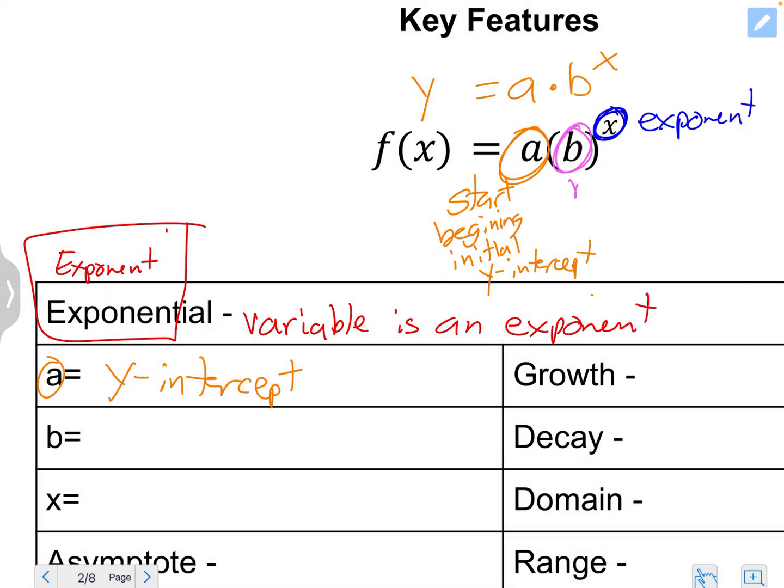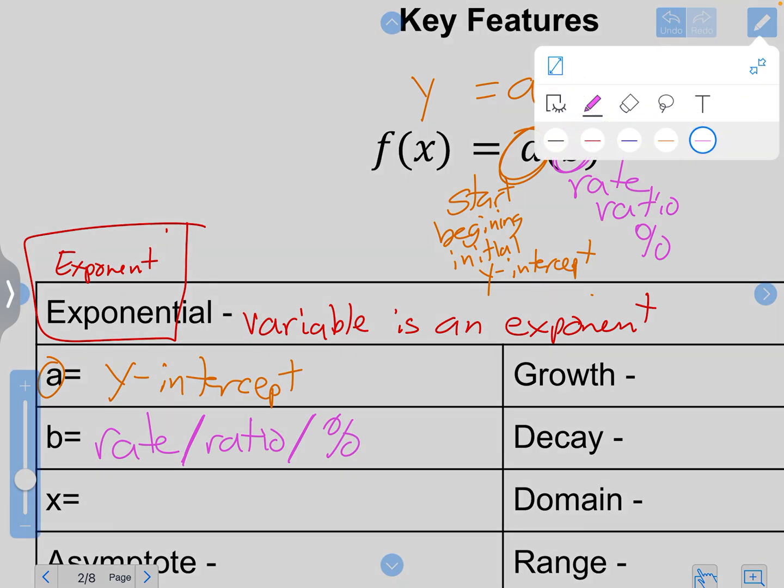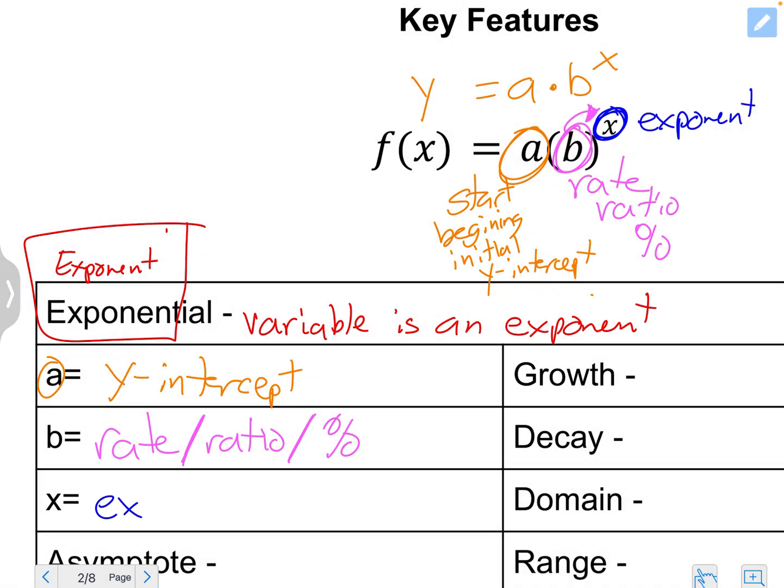Our b is our rate, our ratio, our percentage, and our b is always what the x is attached to. Rate. Our x is our exponent.